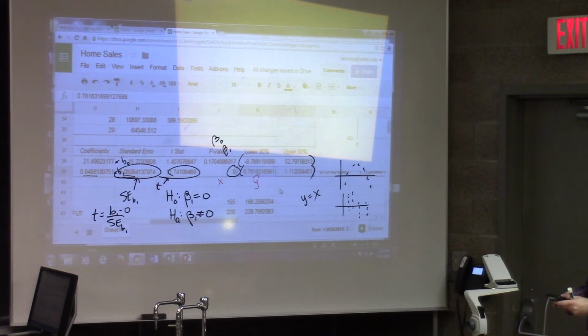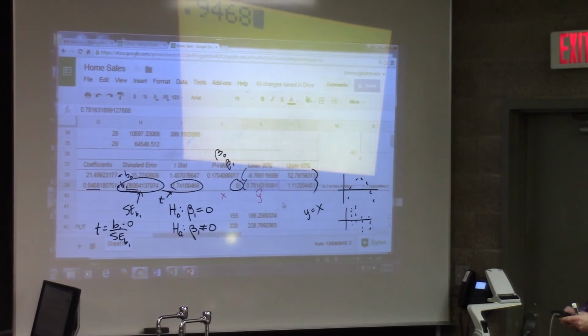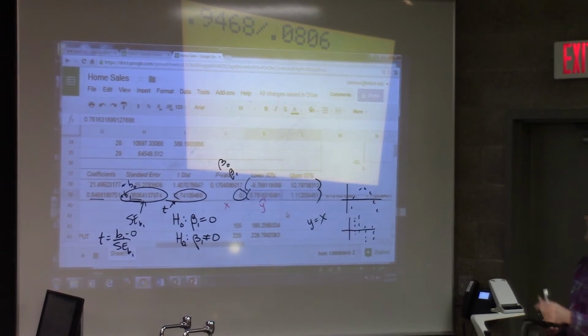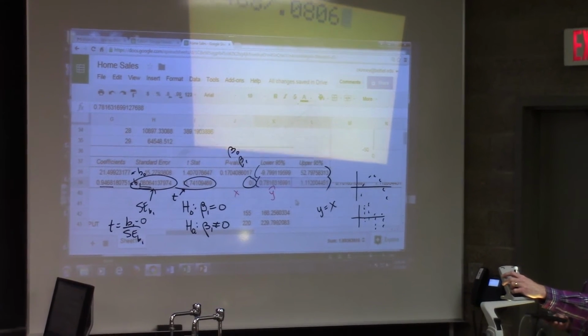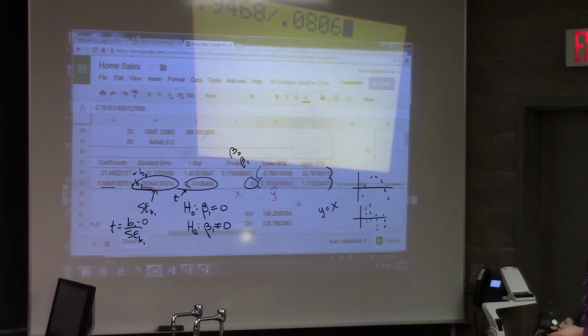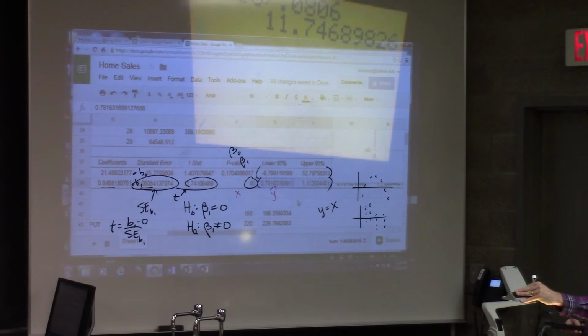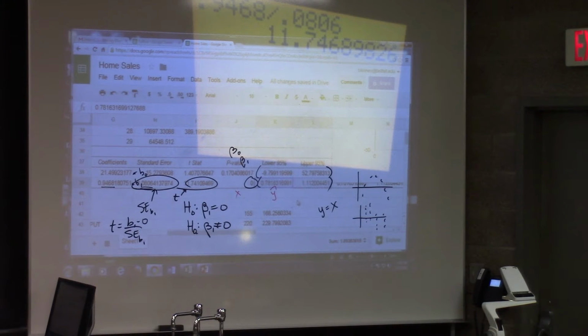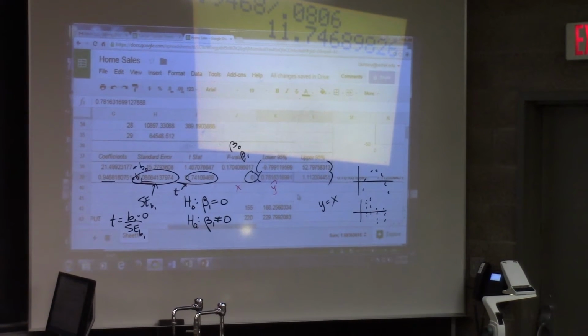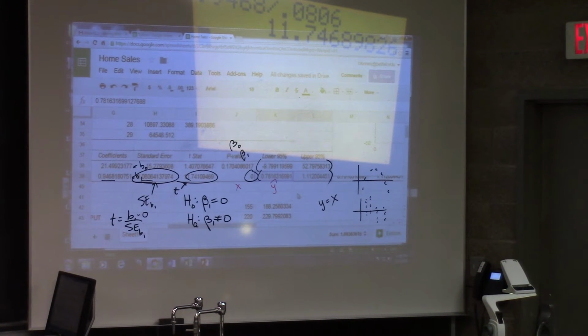Take the 0.9468 divided by 0.0806, and we should get about 11.74. Well, we won't get exactly what we see on the screen there because of rounding, but pretty close. 11.75. I want to use more decimal places of accuracy if I wanted to round it more precisely to 2 places after the decimal. So you should know that.